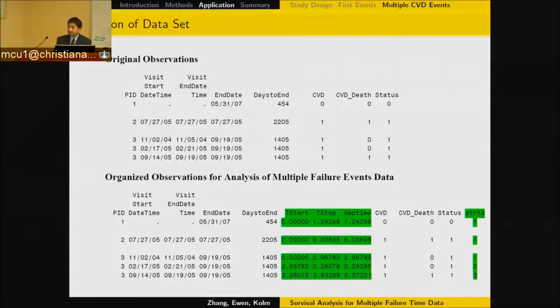So the patient who has several observations is number three. And then the stop time is the first time at the third event. Yes. So this means we treat the patient who had multiple events with separate observations, and we use the strata to indicate these three observations are related.